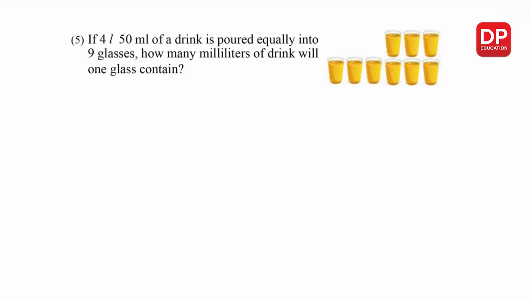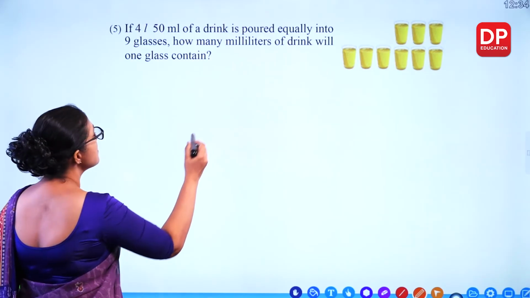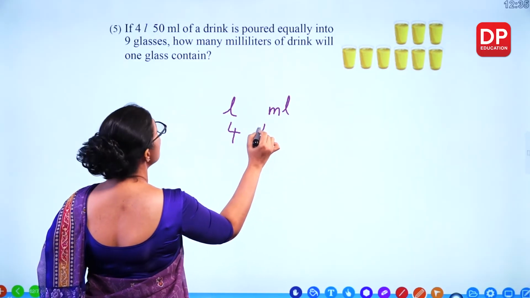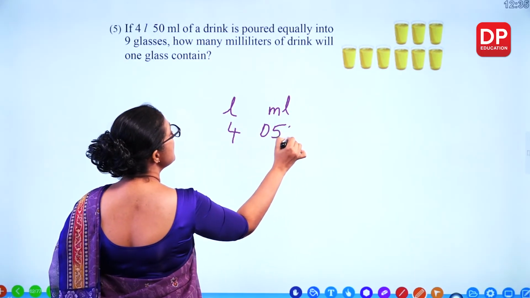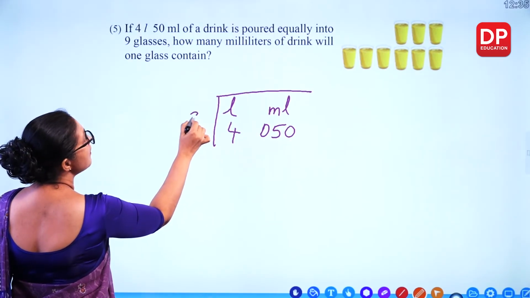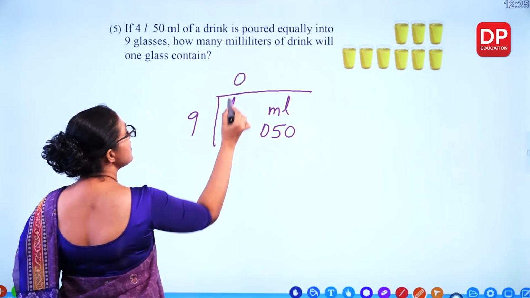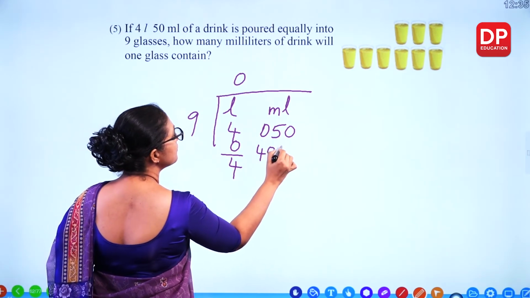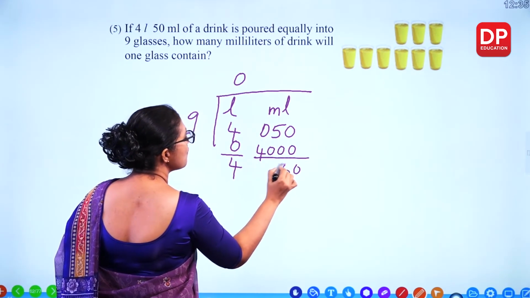Question number 5. If 4 liters and 50 milliliters of a drink is poured equally into 9 glasses, how many milliliters of drink will one glass contain? Again, this is division. 4 liters and 50 milliliters. Divide this by 9. Nothing there, so that means 4 liters remaining. 4 means that's 4,000. 4,050.